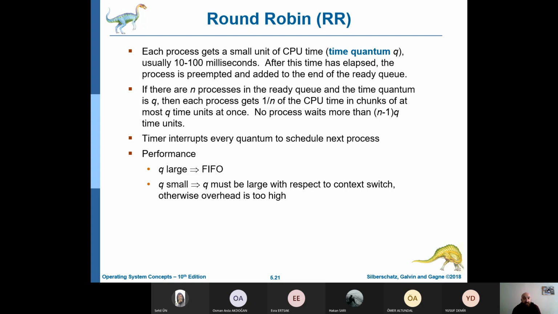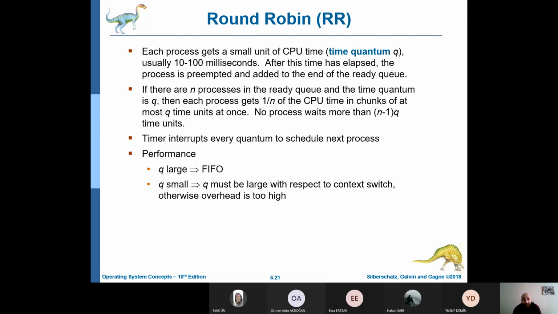and dispatches the process. If there are n processes in the ready queue and the time quantum is q, then each process gets 1/n of the CPU time in chunks of at most q time units. Each process must wait no longer than (n - 1) times q time units until its next time quantum. For example, with 5 processes and a time quantum of 20 milliseconds, each process will get up to 20 milliseconds every 100 milliseconds. So we can guarantee that.